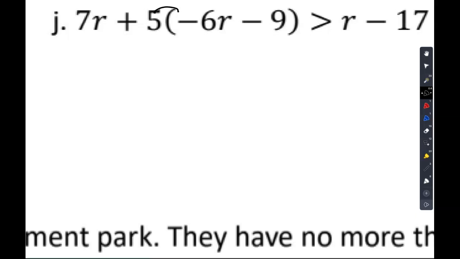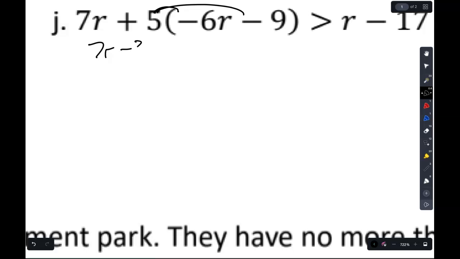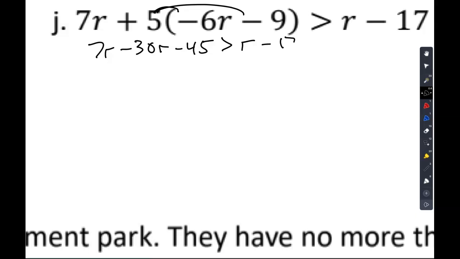Here's another one. Pretty big too. I'm going to zoom in. Alright, we're going to distribute the 5 first. We get negative 30, and it'll be negative 30. So 7r plus, well, I should put negative 30r, and then 5 times negative 9, it'll be negative 45. Alright, greater than r minus 17.